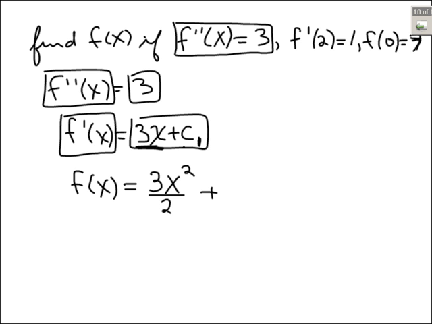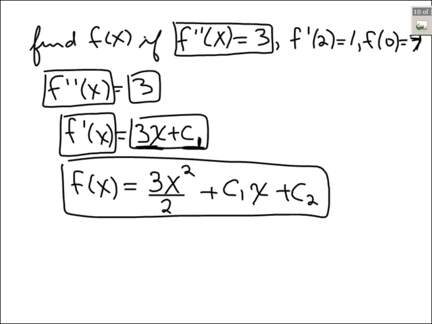Plus, now C1 is a constant. The antiderivative of a constant is that constant times x, plus a constant. Call that C2. So we have f of x up to two constants. There it is.